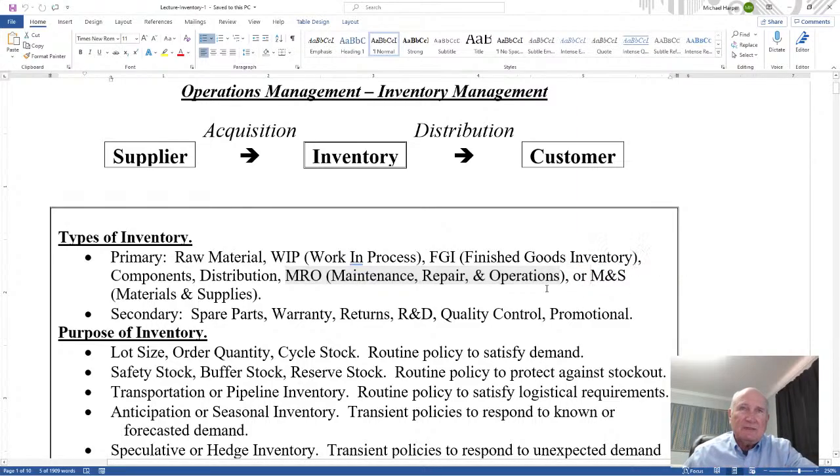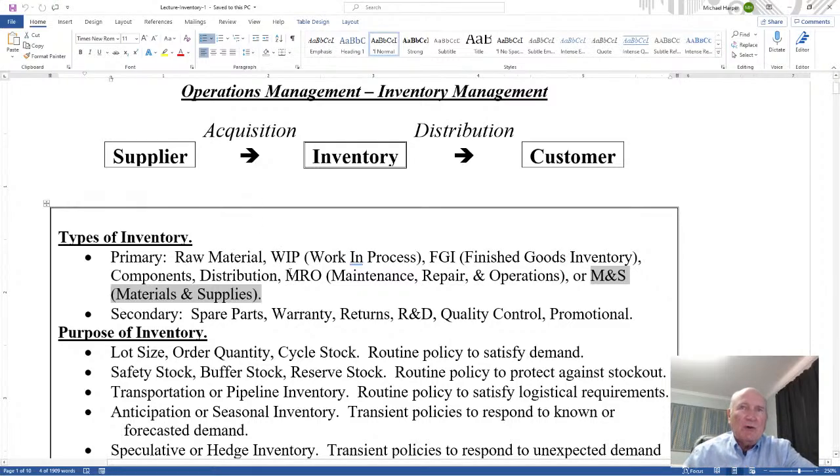But M&S is material and supplies. Material and supplies usually are things that are used up, like paper and paper clips, different types of inventory that is used on a continual basis. Usually these are referred to as staple items, and they have very low value as far as price point is concerned, but they're important to keep things running.